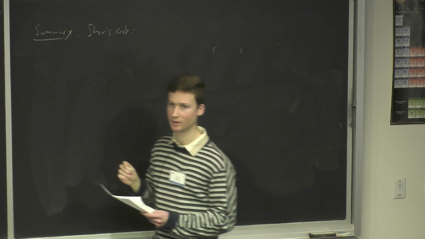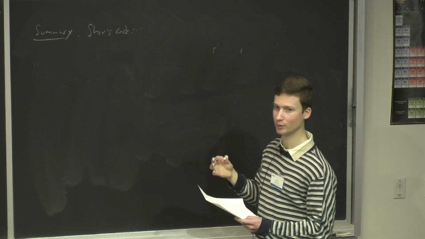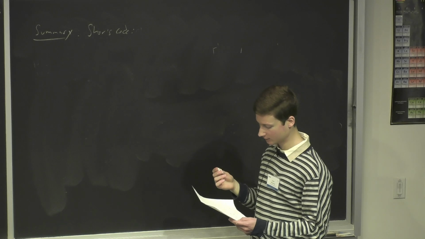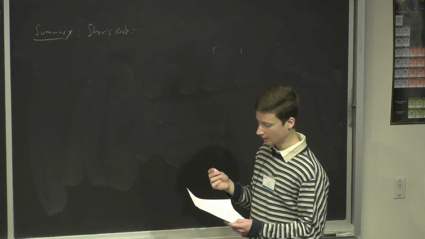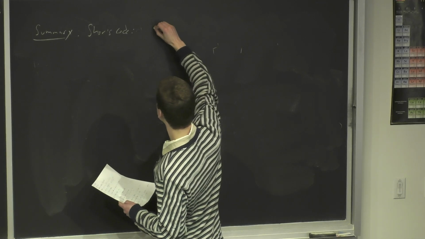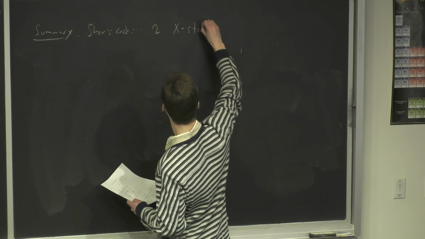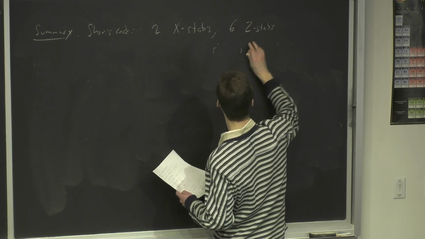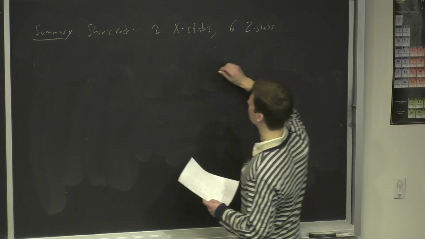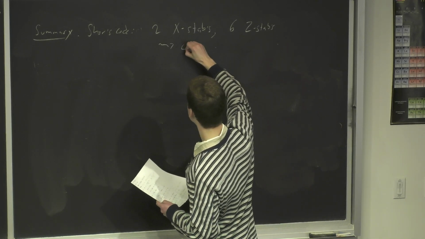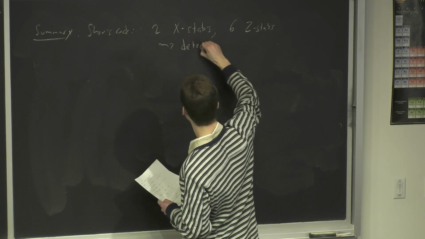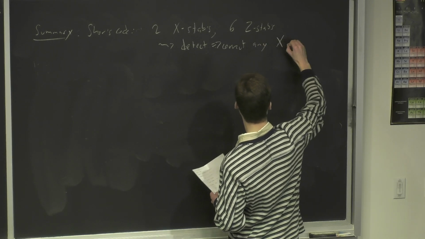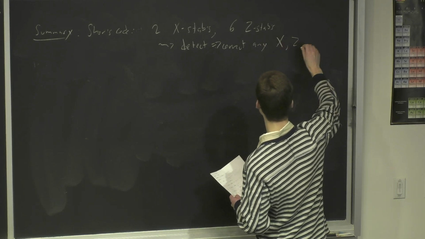So to summarize, we have seen that for Shor's code, which is this encoding of a single message qubit, or a single logical qubit, into 9 physical qubits, we have 2 X stabilizers and 6 Z stabilizers, and measuring these, we can detect and thereby correct any single qubit X or Z error.